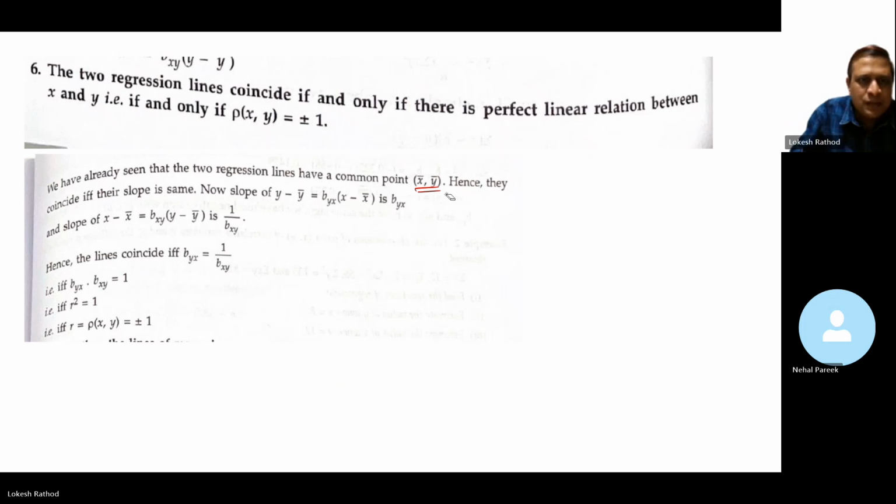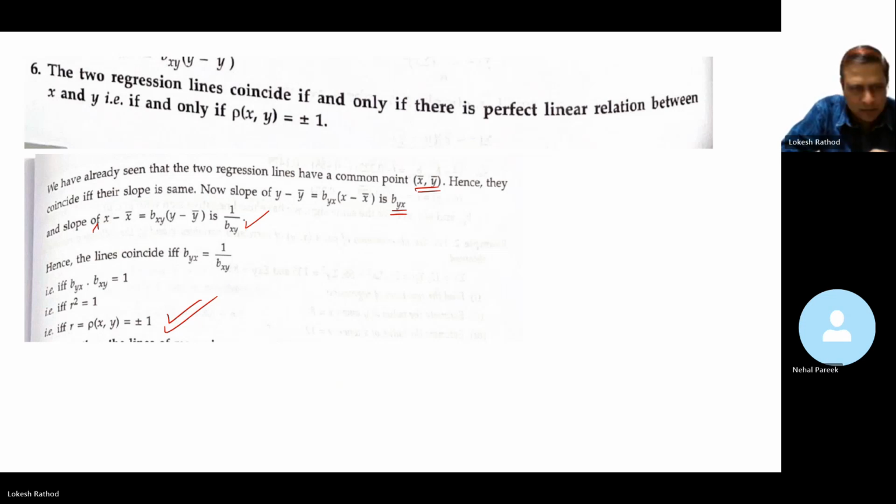Right? So they coincide if their slopes are the same. The slope of y minus y bar is m into x minus x bar, so this slope is byx. And the slope of this line, this thing goes that side, so 1 over bxy. The slope is this, and both have to be the same. So this is equal to this, so their product is 1. And their product is nothing but r square. So r square is 1, so r is plus or minus 1. So it is proved. Right?